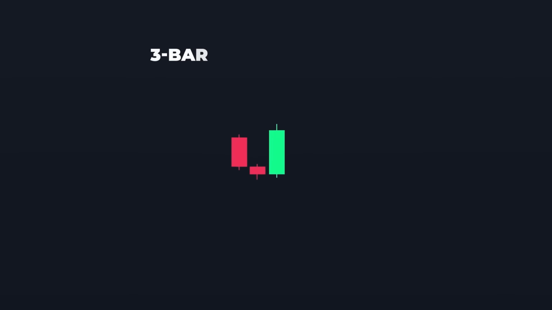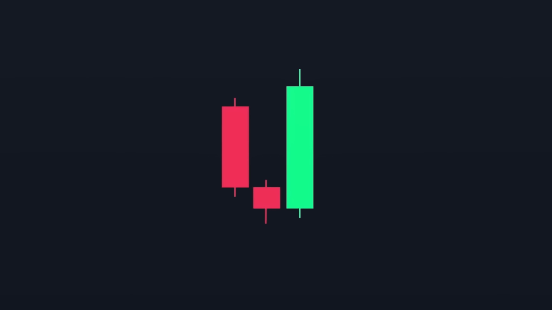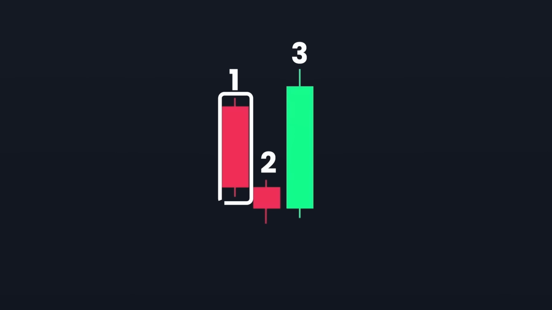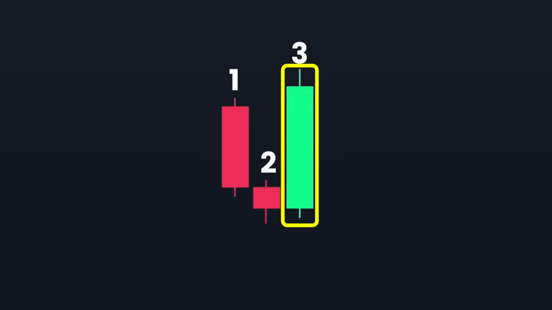The sixth pattern is the 3-bar reversal. While the 3-bar continuation helps you ride existing trends, the 3-bar reversal pattern helps you catch trend changes before they happen. This setup consists of 3 candles in sequence. The first candle is large with a nearly full body. The second candle is smaller with the same color and a small body. And the third candle is a large, full-bodied candle of the opposite color.